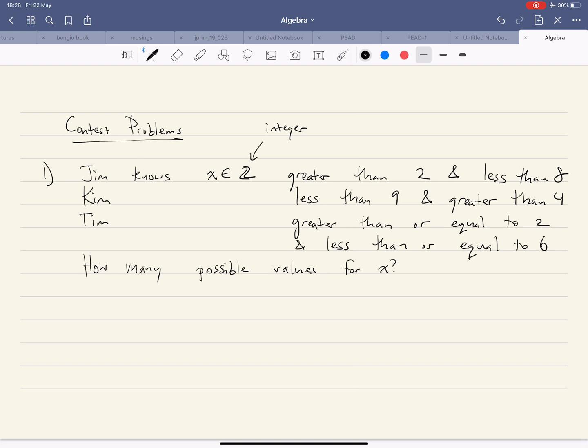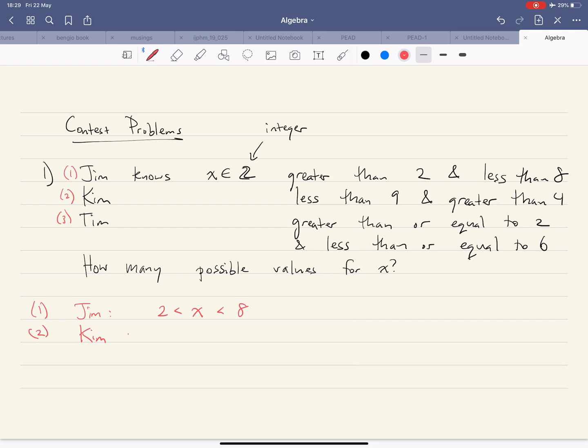Okay, so the first thing that I'm going to do is translate each of these expressions into inequalities, right? So Jim knows that x is greater than 2. So x is greater than 2 is the same as 2 is less than x. And x is less than 8. So Jim knows that x is between 2 and 8.